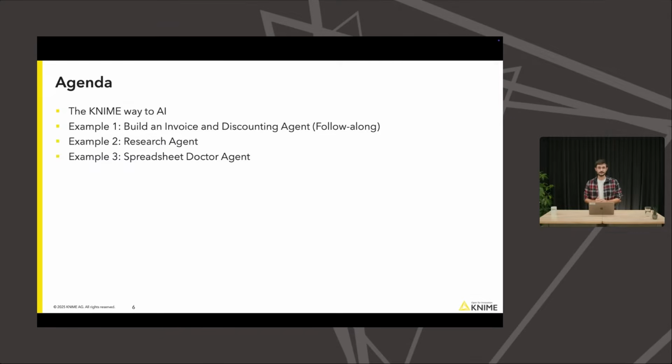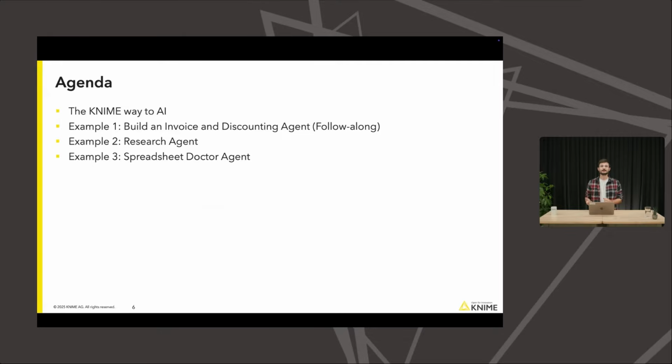The agenda for today. It is a webinar meant for beginners, so people that don't know KNIME, that are just moving the first steps into the agentic realms. But if you are a little bit more advanced, don't worry, there's going to be something to learn for you as well. We will start from the basics, so we will introduce KNIME, and we will introduce the KNIME way to AI. And then we will jump right away into the follow-along part, where we will build together a first agent and build an invoice and discounting agent. And I will build it, and then you will have all the material to build it with me together.